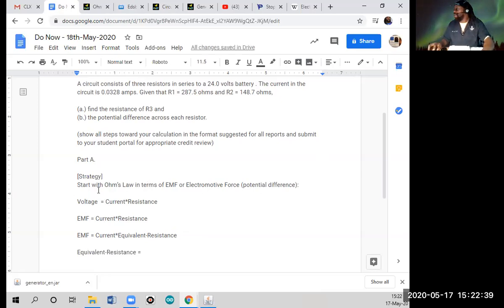it started with Ohm's law in terms of EMF. So equivalent resistance is equivalent to, sounds like a run-on, doesn't it? Resistor 1, plus resistor 2, plus resistor 3, plus however many other resistors you have in there in a series circuit. Let me be very, very clear about that. We're talking about a series circuit.